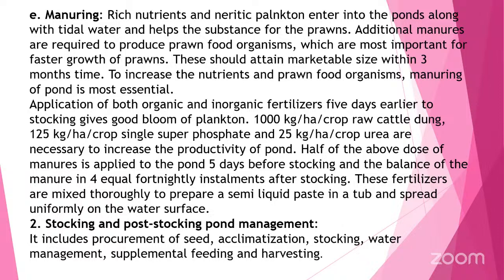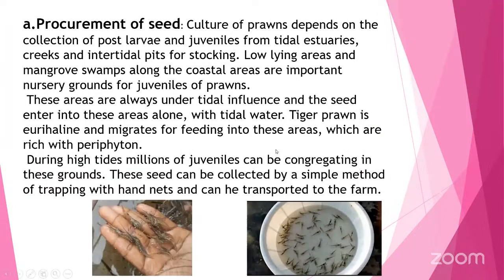Next, coming to stocking and post-stocking pond management. It includes procurement of seed, acclimatization, stocking, water management, supplemental feeding, and harvesting. Now, what is procurement of seed? It depends on the collection of post-larvae and juveniles from tidal estuaries, creeks, and intertidal pits for stocking.